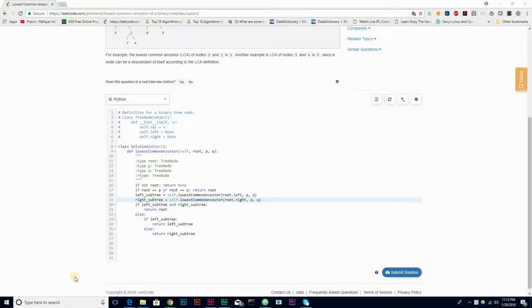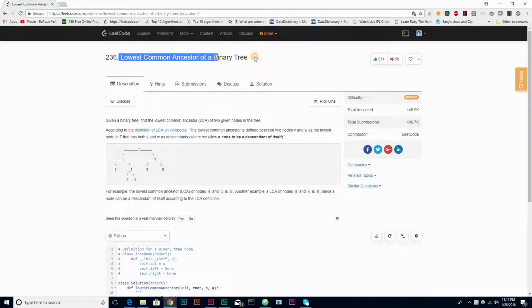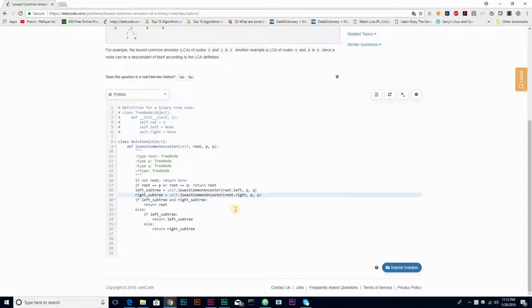Hey guys, welcome back. So here we're on Leetcode for this particular problem, lowest common ancestor of a binary tree. The solution is what I described in my algorithm earlier. So here's the code just in case. If root is none, then we return none, basically a null reference, saying that we have not found the particular thing that we're looking for.